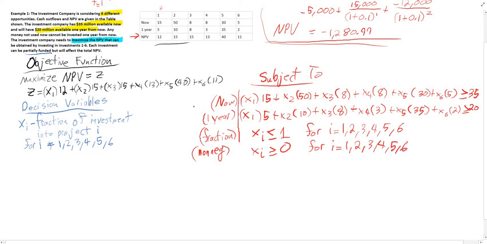So this is going to maximize our net present value at Z. And this is a simple capital budgeting problem.